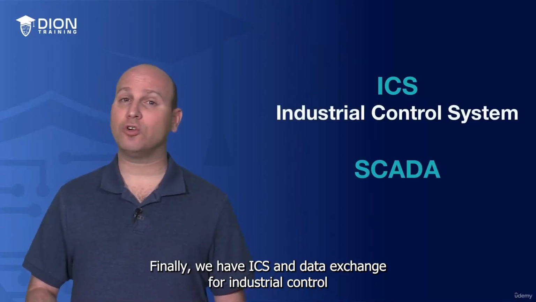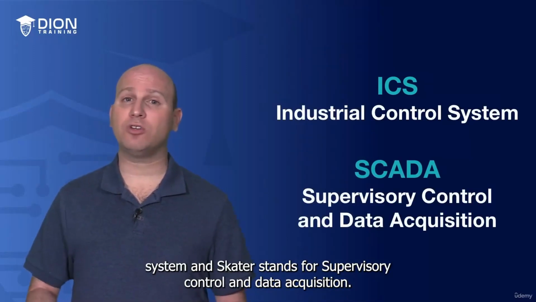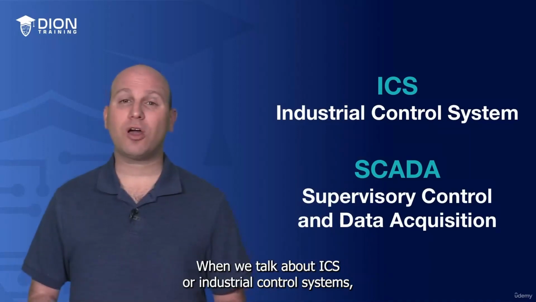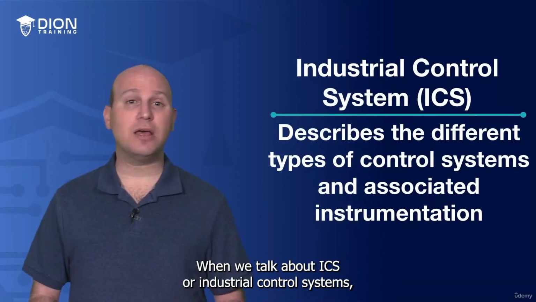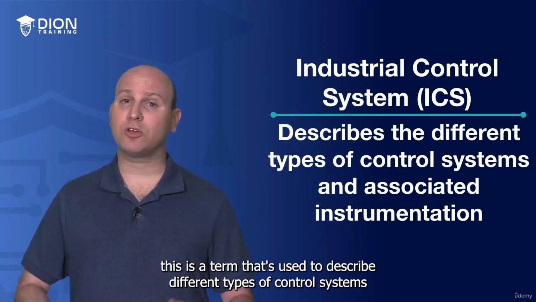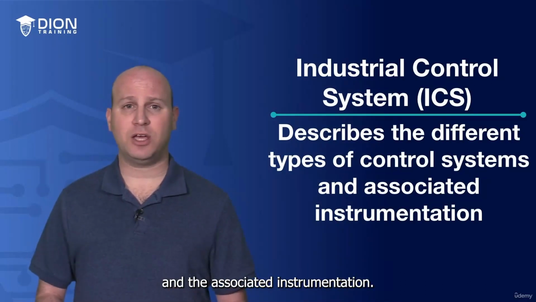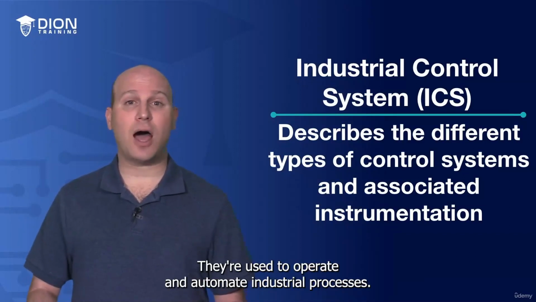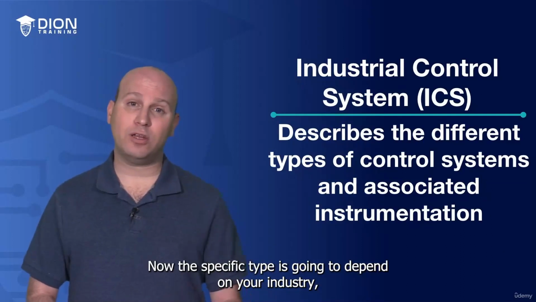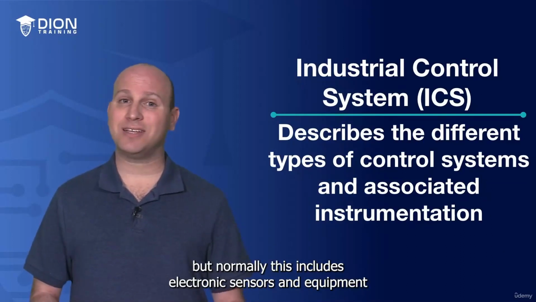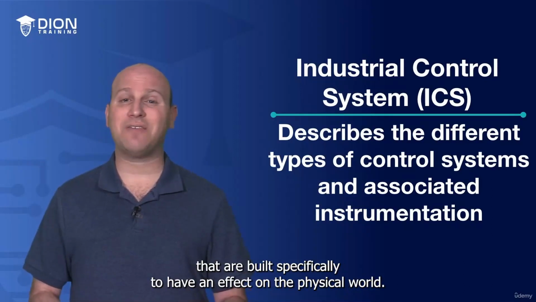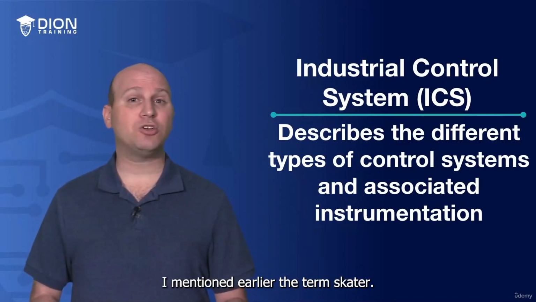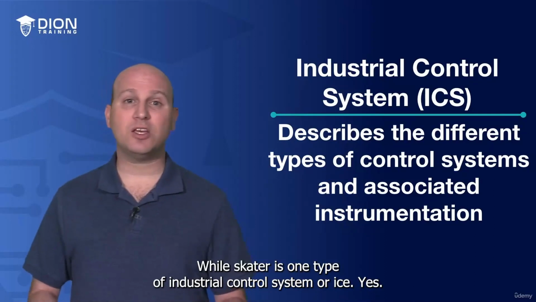ICS stands for Industrial Control System, and SCADA stands for Supervisory Control and Data Acquisition. When we talk about ICS or Industrial Control Systems, this is a term that's used to describe different types of control systems and the associated instrumentation. This includes devices, systems, networks, and controls that are used to operate and automate industrial processes. Now, the specific type is going to depend on your industry, but normally this includes electronic sensors and equipment that are built specifically to have an effect on the physical world. I mentioned earlier the term SCADA. Well, SCADA is one type of industrial control system, or ICS.